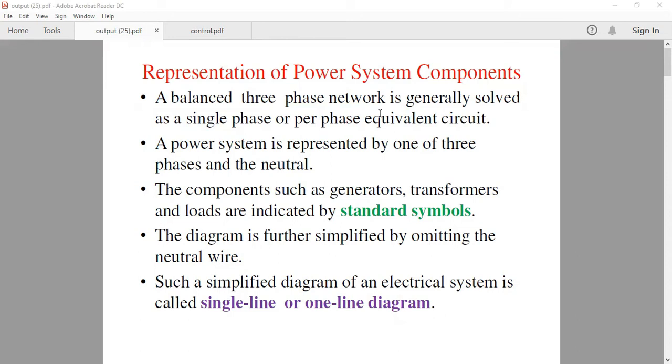A balanced three-phase network is generally solved as a single phase or per phase equivalent circuit. The three-phase network is converted onto a single phase or per phase basis for convenience in the analysis of the entire complex power system. A power system is represented by one of the three phases and the neutral, which is a single phase circuit or per phase circuit. The components such as generators, transformers, and loads are indicated by standard symbols.